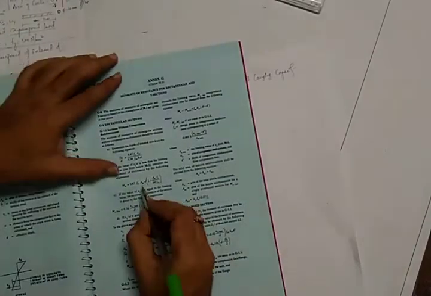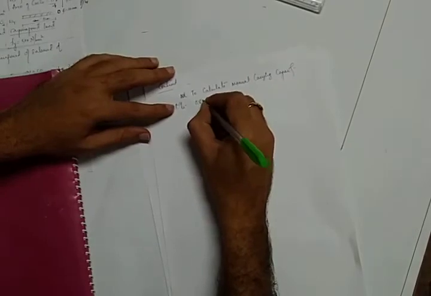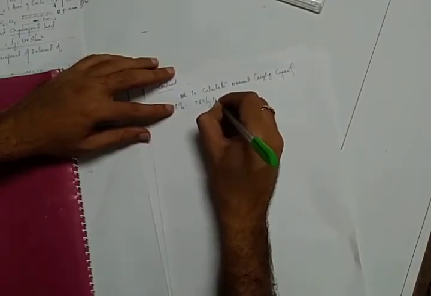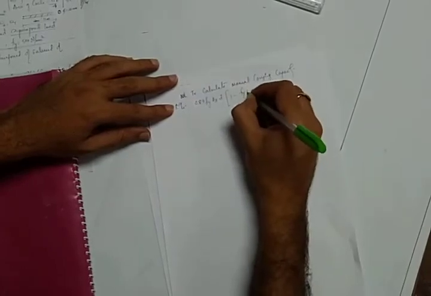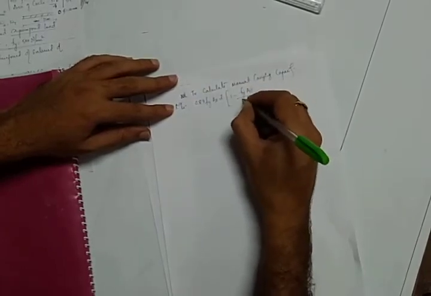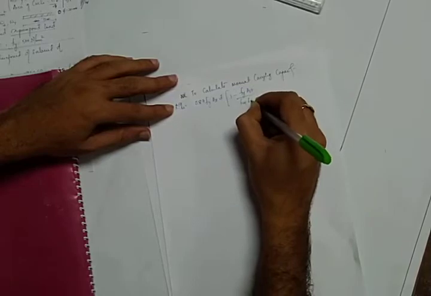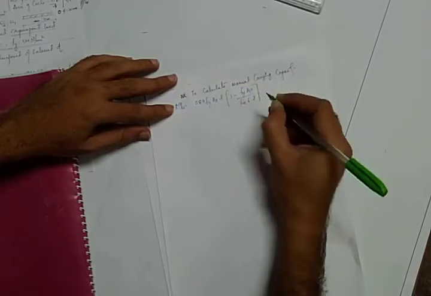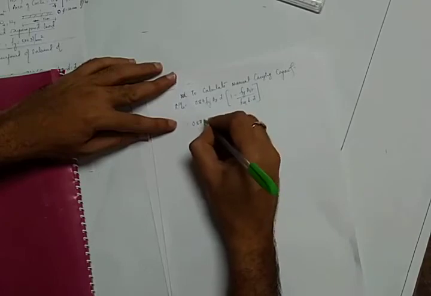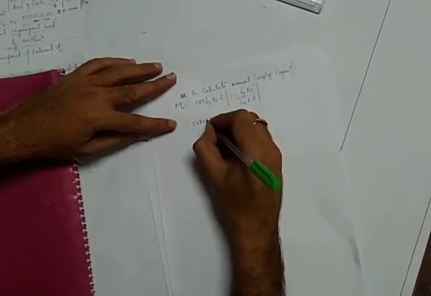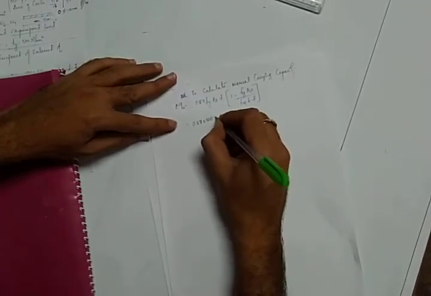I hope this is visible to you people. I will write here itself: 0.87 fy Ast into d, 1 minus fy Ast divided by fck b into small d. Now substitute the values. In examination, according to the scheme of valuation, you have marks for each step.